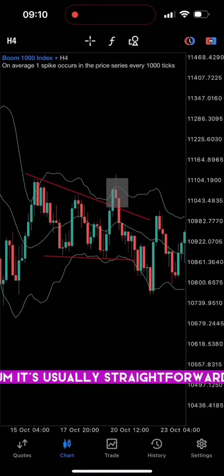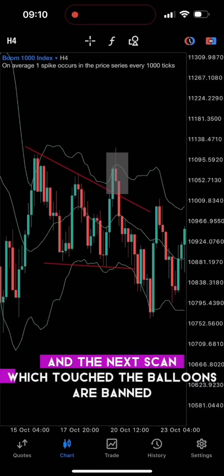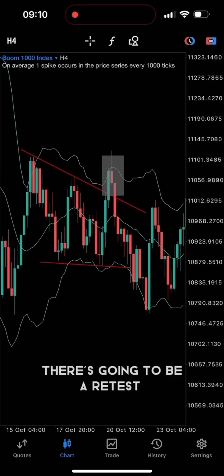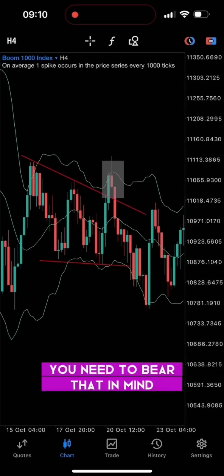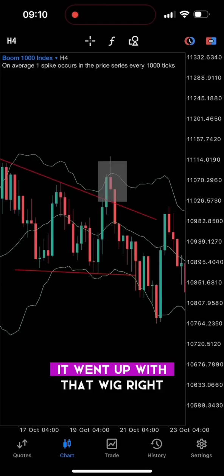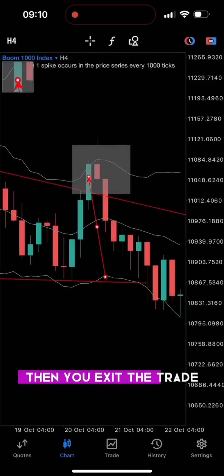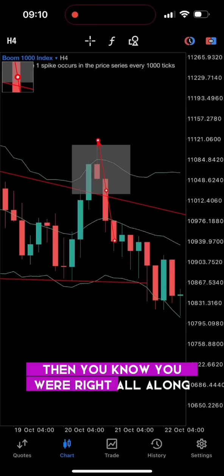It's usually straightforward. Like here, you see there was a breakout, right? And the next candle touched the Bollinger Band, which means when there's a breakout of a trend line, there's going to be a retest. So when you're trading, you need to bear that in mind. But there are some of you who will go full margin on a trade like this. Just look at it. It went up with that wick, right? You started buying. Then you would think you are wrong, then you exit the trade. After that, it goes down with a wick. Then you know you were right all along.